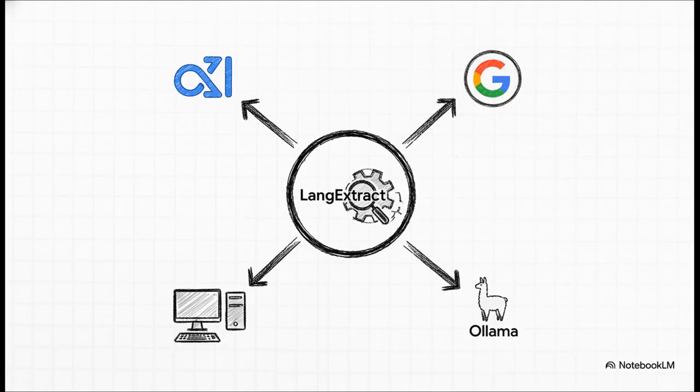And here's another great thing. You're not locked into one company's ecosystem. LangExtract is all about flexibility. Sure, it has amazing support for Google's Gemini models, but it also works great with OpenAI models like GPT-4o. And for all of you who want total control or want to work offline, it even integrates with Llama, which lets you run powerful models right on your own local machine.